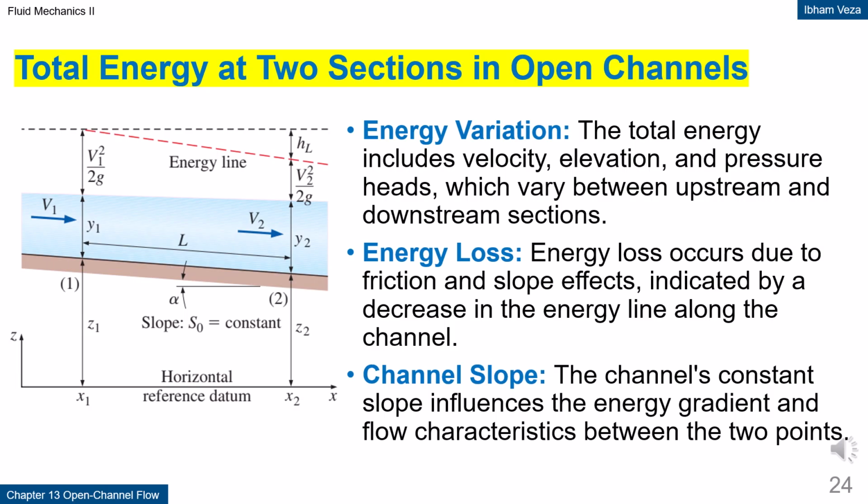Total energy at two sections in open channels. Between two sections along a channel, the total energy is usually not the same because of energy losses. These losses are mainly caused by friction and the effect of channel slope. The energy line decreases in the flow direction as an indication of energy dissipation. This energy difference can be calculated to determine the head loss. This analysis is the basis for evaluating the hydraulic performance of a channel.